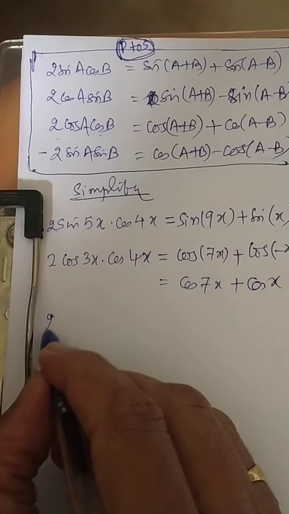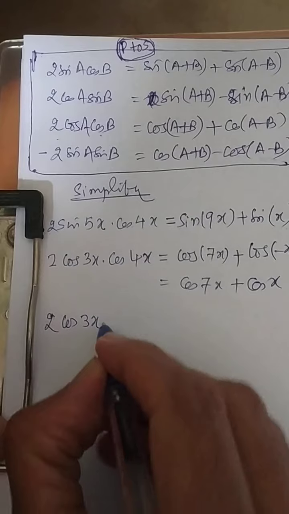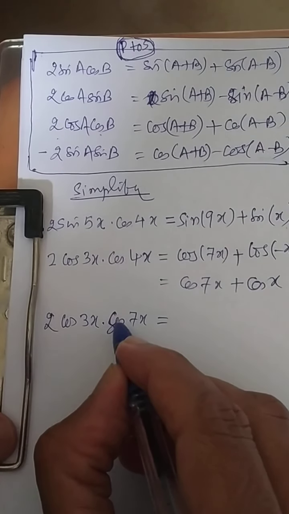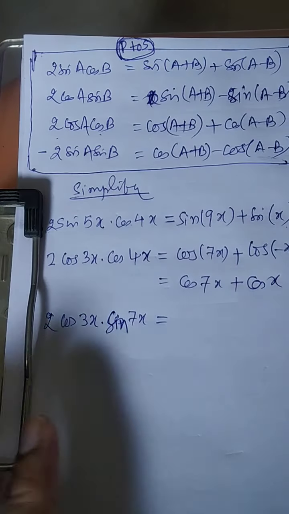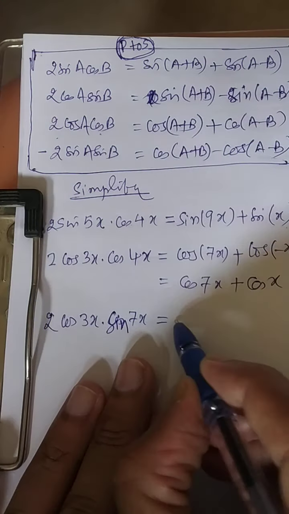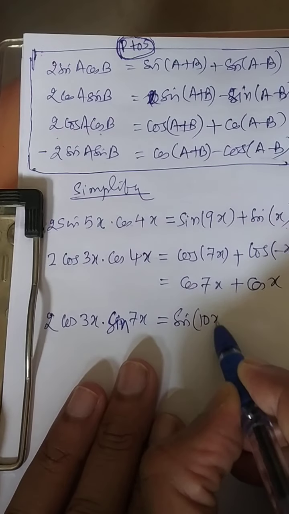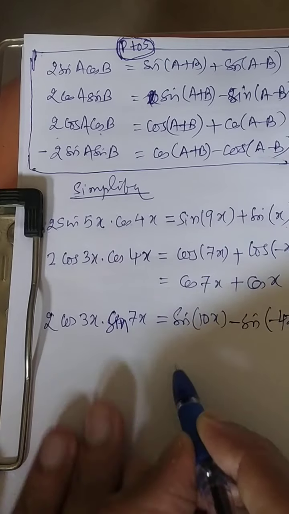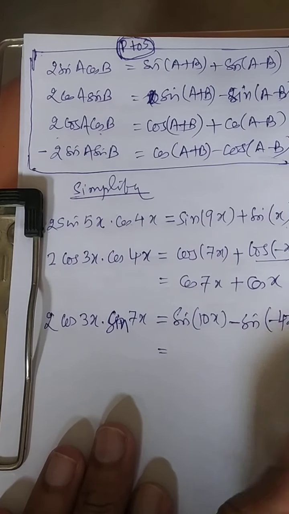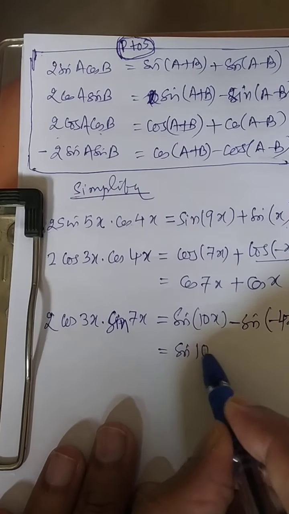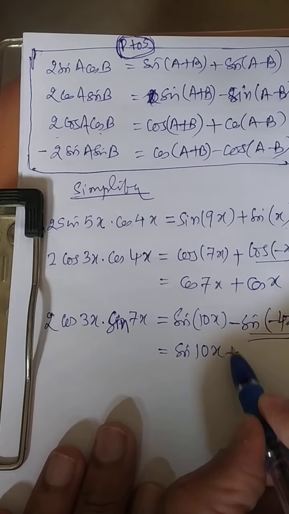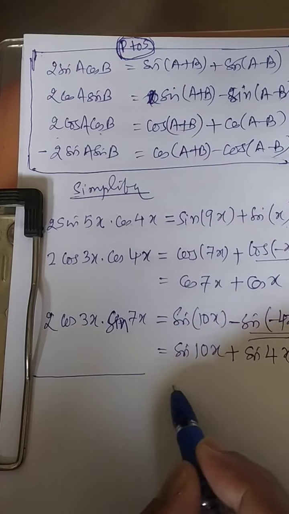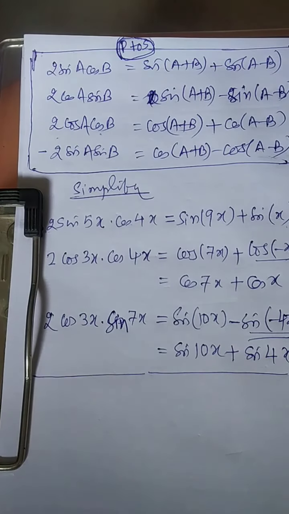Now similarly one more question. 2 cos 3x into sin of 7x. Here I want to show something else. The formula number 2 is applicable. Sin of the addition, 10x, minus sin of the subtraction, minus 4x. Remember in the previous question it was cos of minus theta, but there is a change. This is sin of minus theta, so you will be getting sin of 4x. So this way you can make use of these formulas.